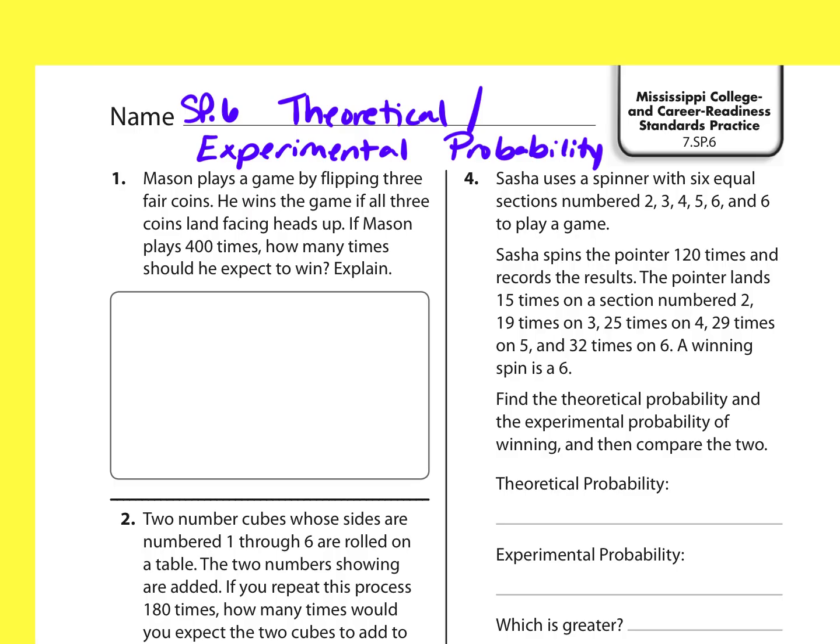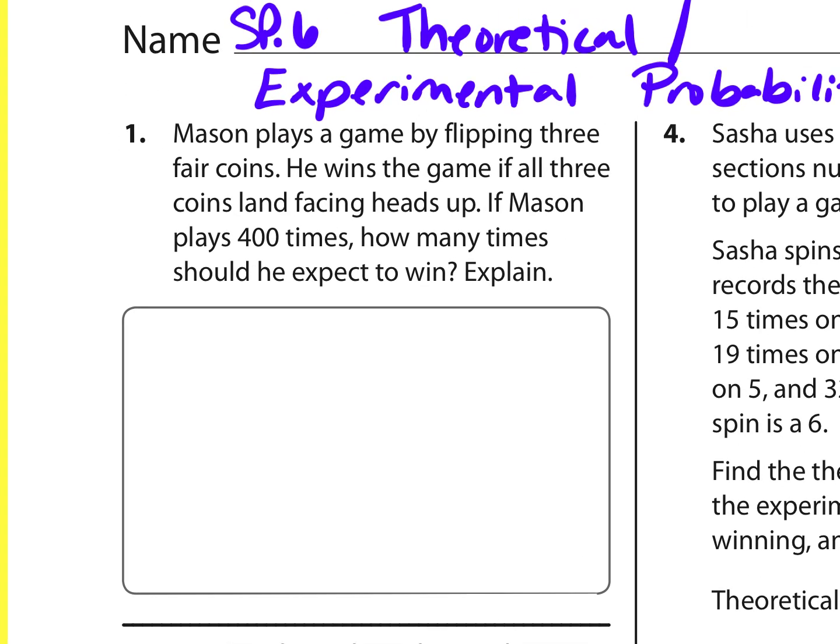Standard SP6 is about theoretical and experimental probability. Theoretical is what you would expect to happen every time. Experimental is actually running an experiment and seeing what has happened to use that to predict what you would expect to happen next. So number 1, Mason plays a game by flipping 3 fair coins. He wins the game if all 3 coins land facing heads up. If Mason plays 400 times, how many times should he expect to win?